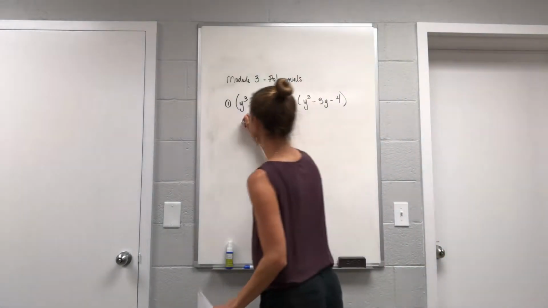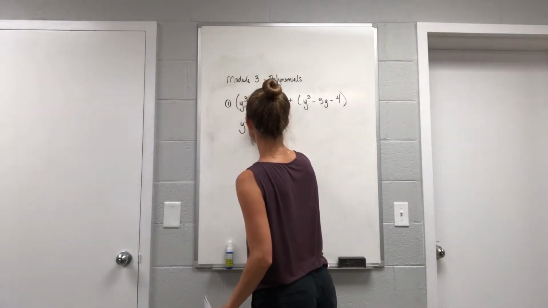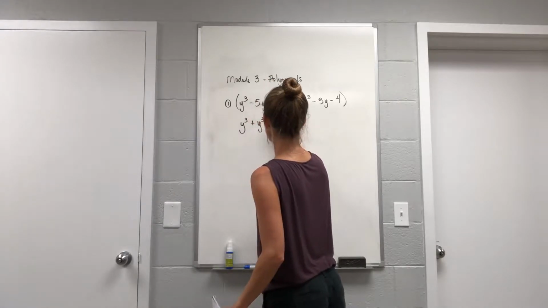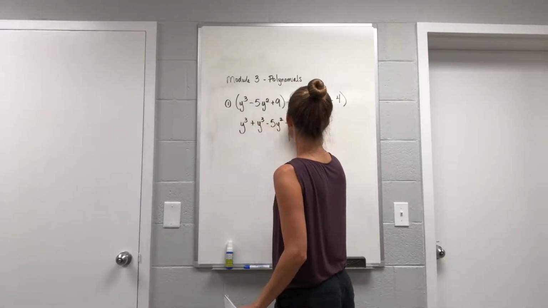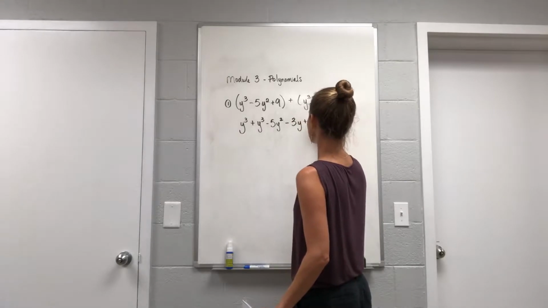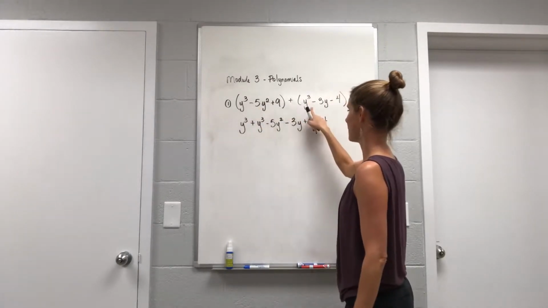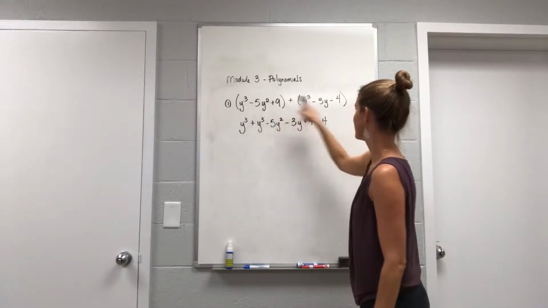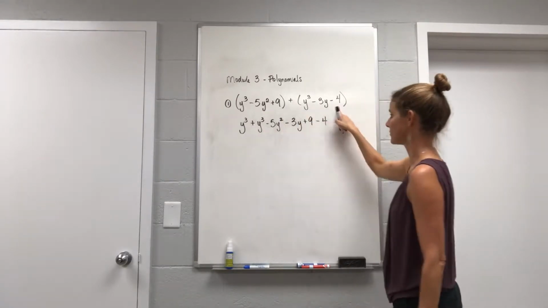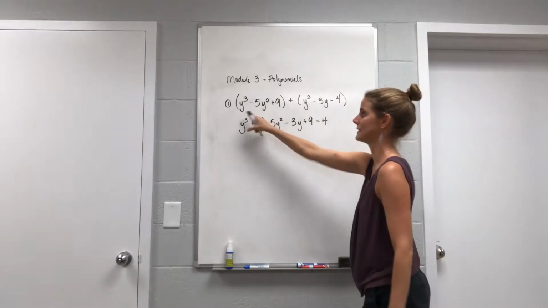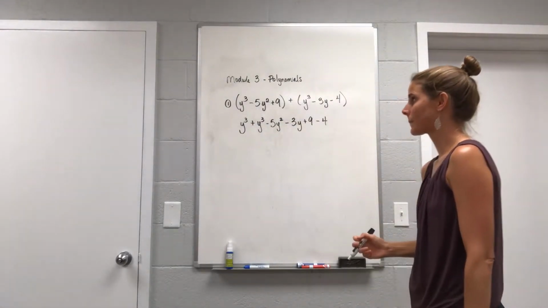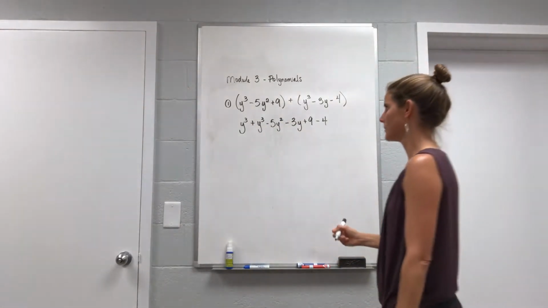So this is basically saying the same thing as y cubed plus y cubed minus 5y squared minus 3y, and I'm just pulling these together as like terms. So I took this y cubed, that y cubed, minus y squared minus 3y plus 9 minus 4. I just rearranged this so that it's in decreasing order. And that's generally how we represent polynomials.